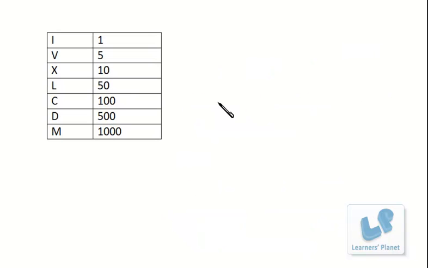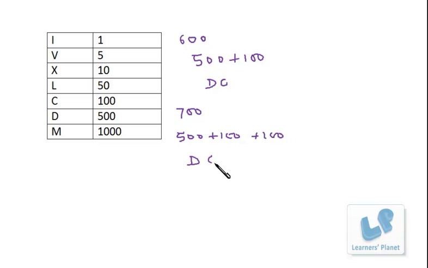Now let's write some numbers between 600 to 1000. Okay. Now what is 600? It's 500 plus 100. So what is 500? It's D, and what is 100? It is C. Now suppose I have to write 700. What do I do? It's 500 plus 100 plus 100. So it is D, C, C. Suppose I have to write 800, then it is 500 plus 100 plus 100 plus 100. So it is D, C, C, C.